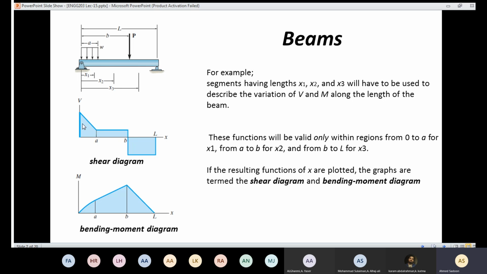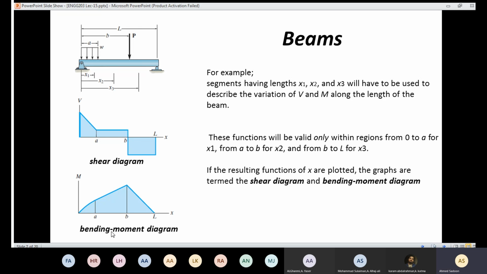So in this diagram, we can see that the shear here is very high. At that point, the shear is going to decrease because of the distributed loading. Then the value of the shear here between A and B is constant, and the value is positive. All the positive values are going to be plotted above the x-axis. All the negative values are going to be plotted below the x-axis. So here we have a constant value for the shear, and the shear here is negative.